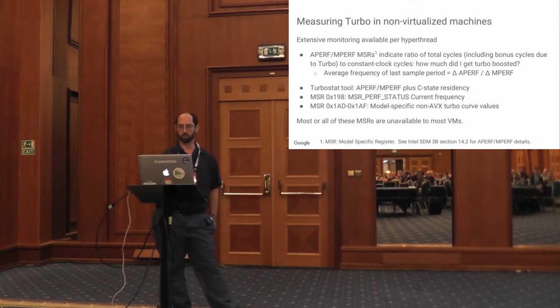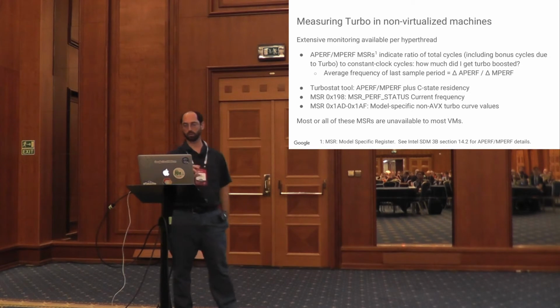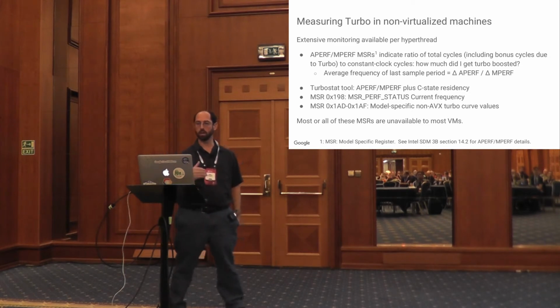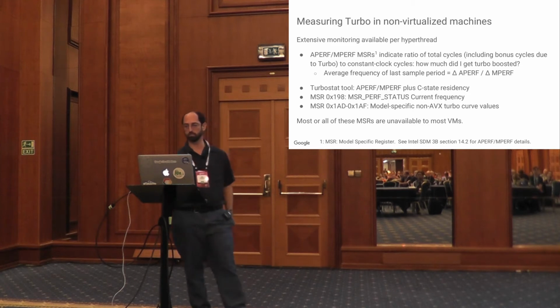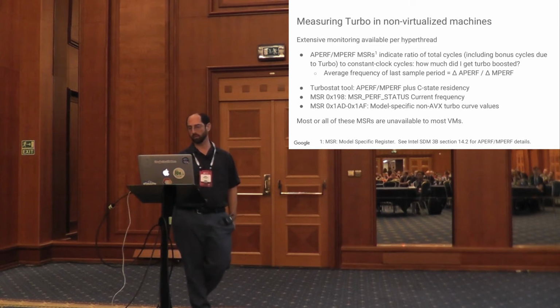It indicates the ratio of total cycles you actually got, including the bonus cycles when you were going faster due to turbo, to a constant clock, which is mostly TSC, but it might have a scale factor. So you can think of it as how much did I get turbo boosted. If you have a 1.0, you didn't get turbo boosted at all. If you have a 2.0, you got a lot of turbo boost. If you were below 1, then you were in some bad thermal straits.